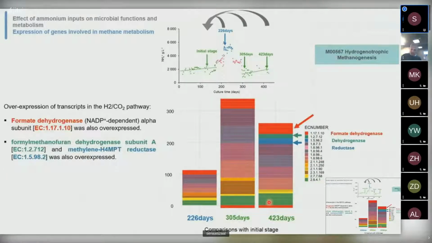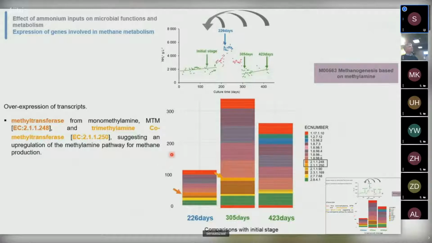Then I focus on the enzymes linked to the hydrogenotrophic methanogenesis. Here the formate dehydrogenase was overexpressed at the end of the experiment. And these two enzymes, dehydrogenase and reductase, appear at the end of the experiment here.